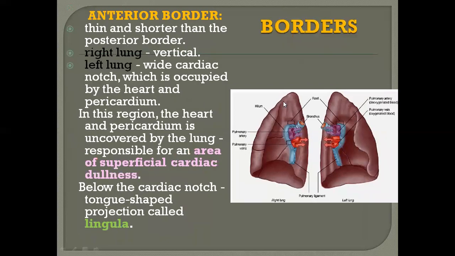Anterior border: this is the anterior border of the right lung, which is vertical, and this is the anterior border of the left lung, which shows a notch called the cardiac notch, so as to facilitate the accommodation of the heart towards the left side of the thoracic cavity. Lower down, the anterior border projects like a tongue, and this is called lingula.